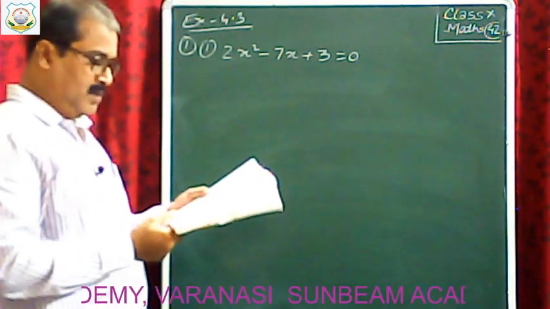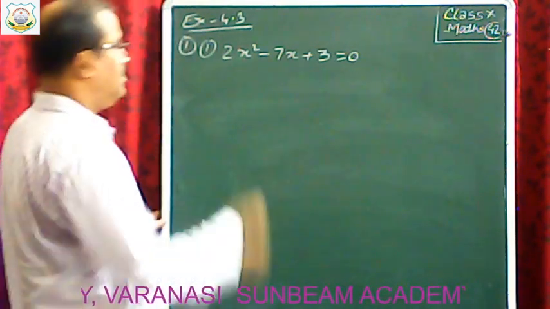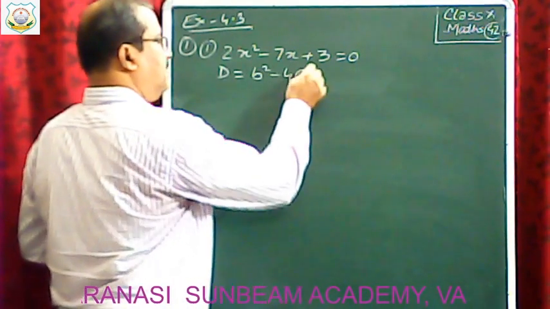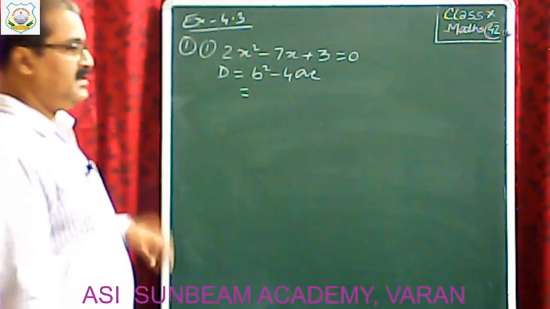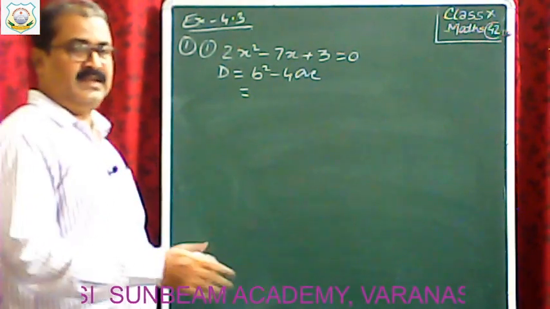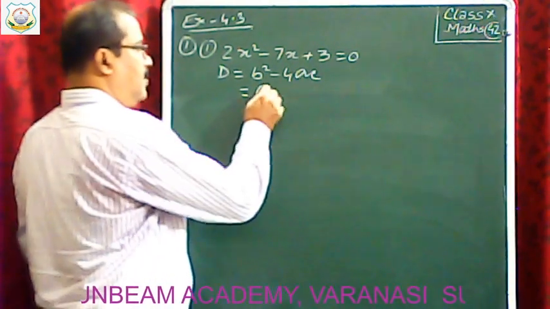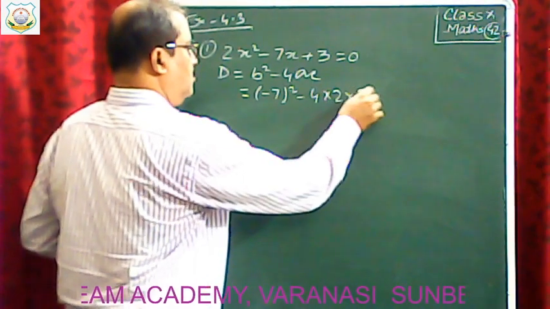So first of all you have to check roots exist or not. So for that you have to find d. b square minus 4ac. d is known as discriminant. The full form of d is discriminant. On the basis of d, we can classify the nature of roots. Clear? So b, minus 7 whole square minus 4 into 2 into 3.